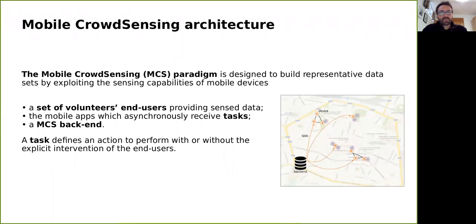A crowd-sensing paradigm is composed of a number of volunteer users who decided to join a crowd-sensing experiment and to provide data. They are usually equipped with a mobile application in charge of receiving a task from the mobile crowd-sensing backend and uploading the data back to the backend. A task can be defined as an action to be performed with or without explicit user intervention. For example, sensing temperature in a specific region, collecting pictures from a square, or providing feedback on the quality of services in a city, for example from a public institution.